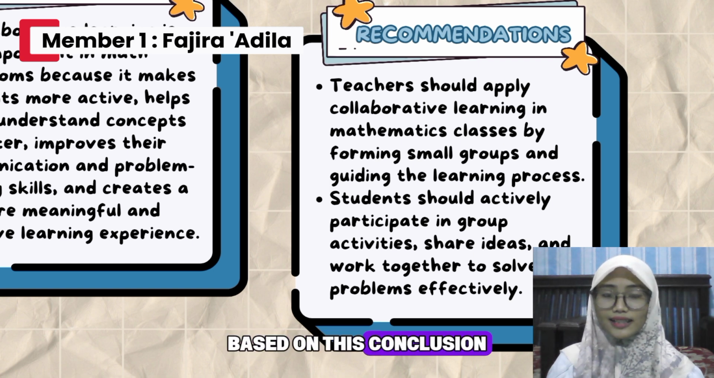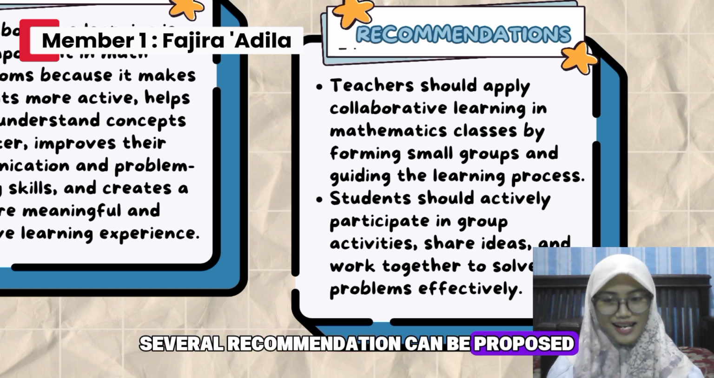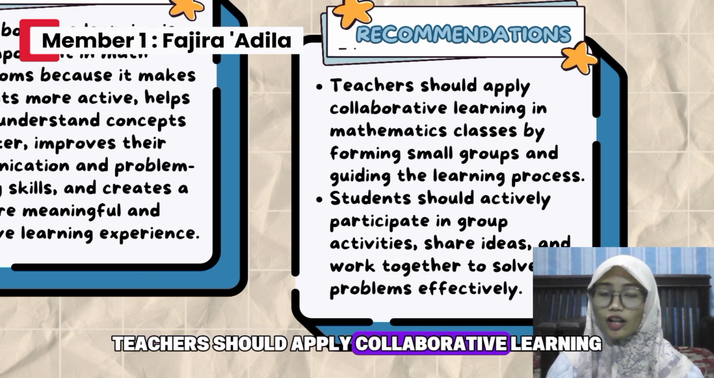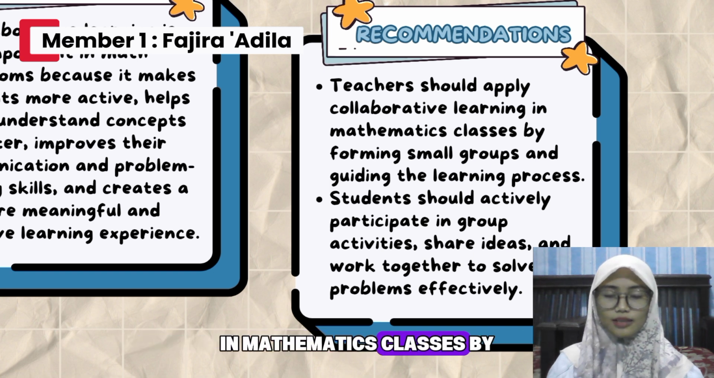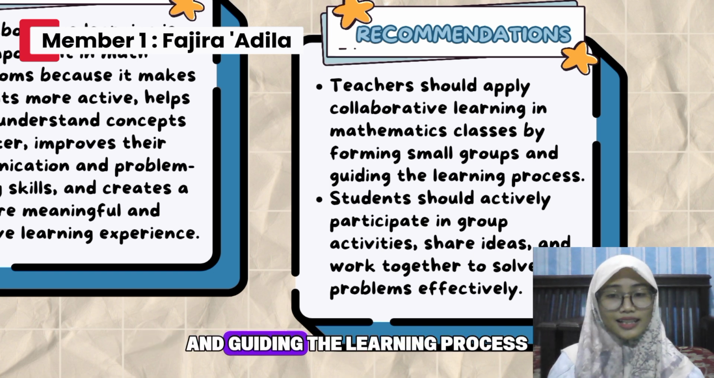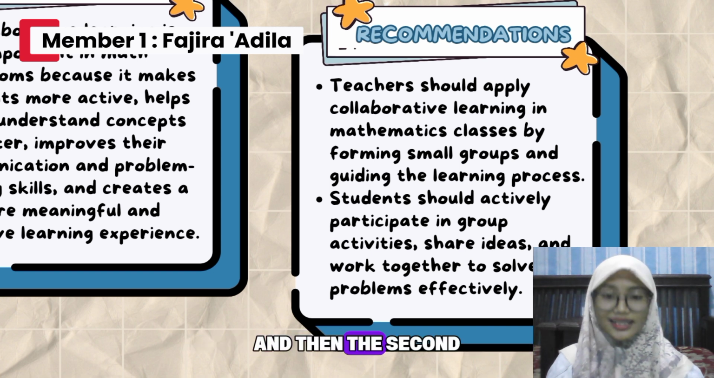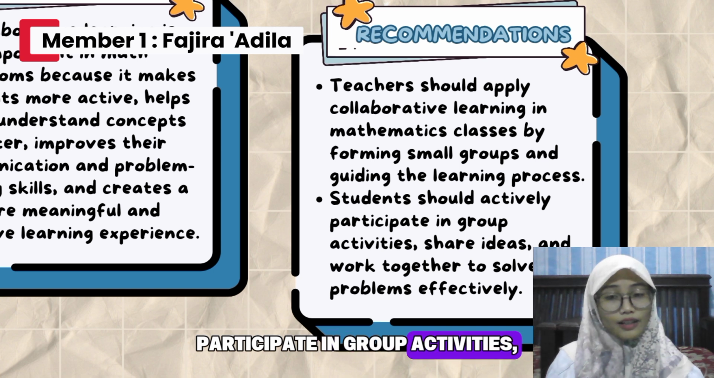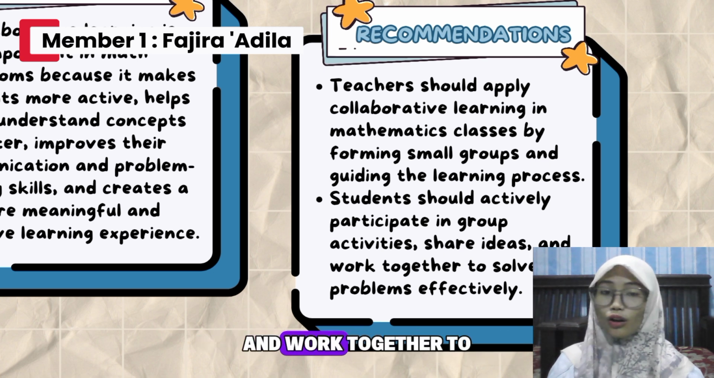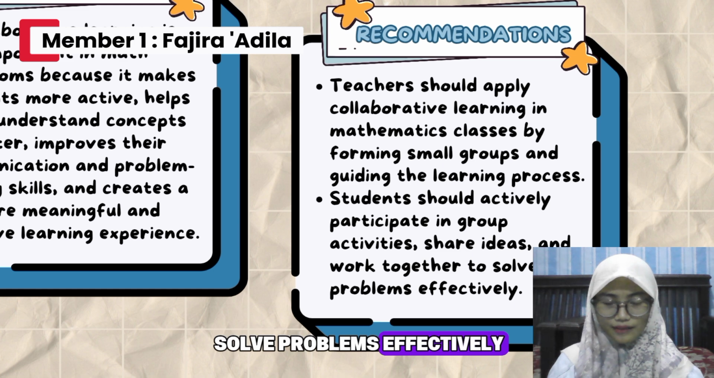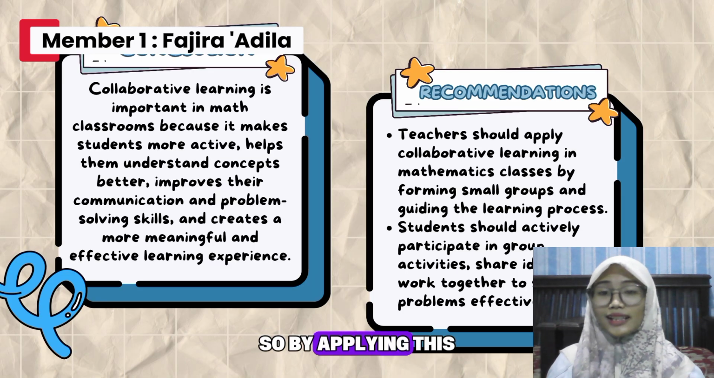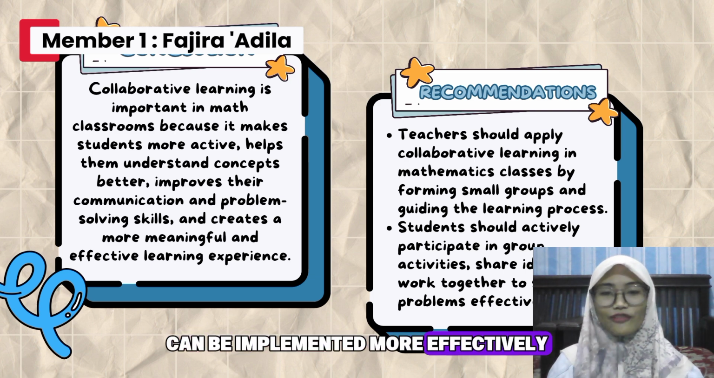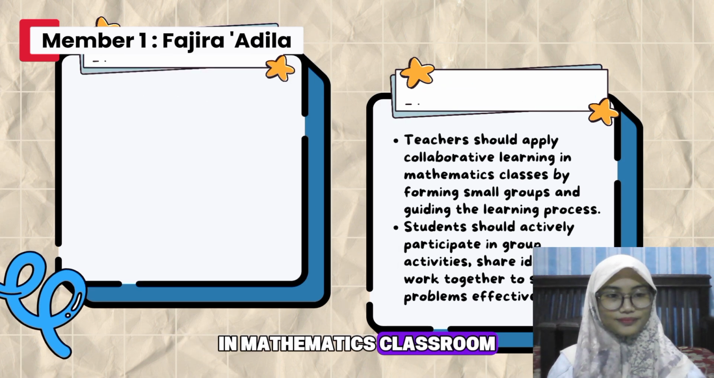Based on this conclusion, several recommendations can be proposed. There are two recommendations. The first one is that teachers should apply collaborative learning in mathematics classes by forming small groups and guiding the learning process. The second is that students should also actively participate in group activities, share ideas, and work together to solve problems effectively. By applying these two recommendations, collaborative learning can be implemented more effectively in the mathematics classroom.